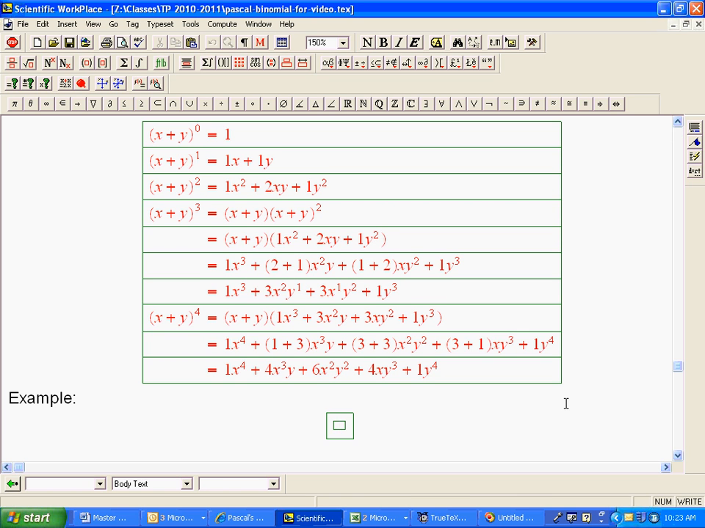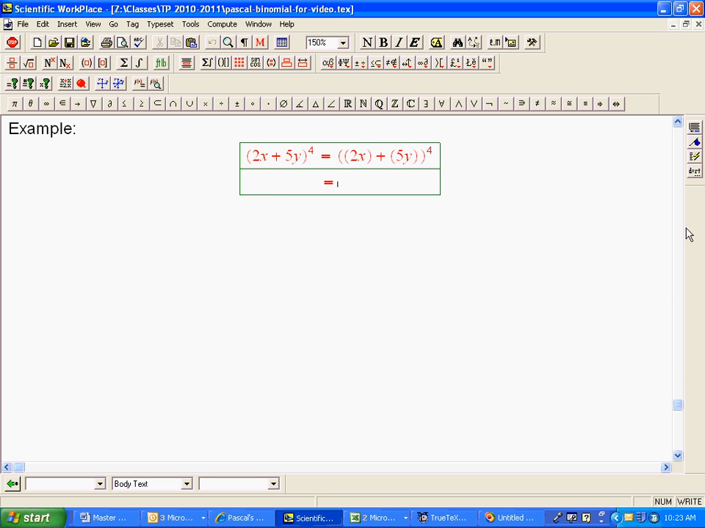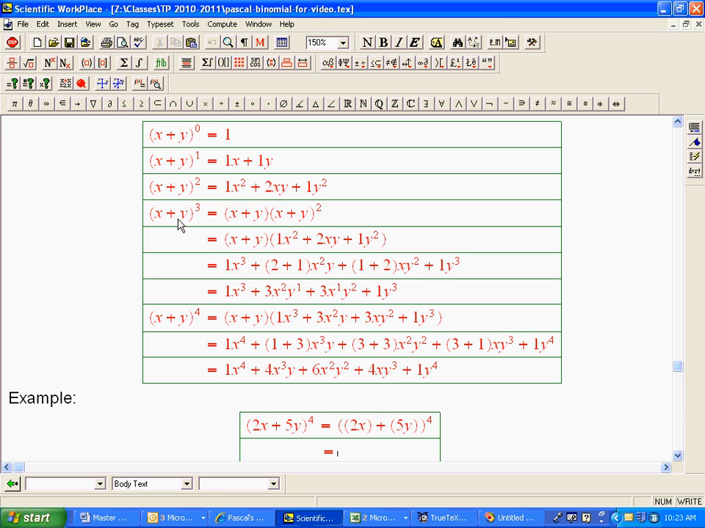Suppose somebody wanted to expand something a little more complicated, like (2x + 5y) to the 4th. Would I have to redo this? Well, no, because that's something plus something else, all to the 4th power. And the beauty of algebra, the most important thing about algebra, is that x and y here can be anything. They don't have to be single letters. So I can treat 2x as the quantity represented by x here, and 5y as the quantity represented by y here. If I wanted to make that a little more formal, I could use different letters.